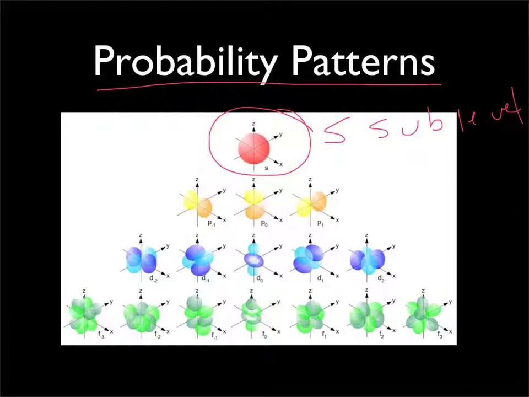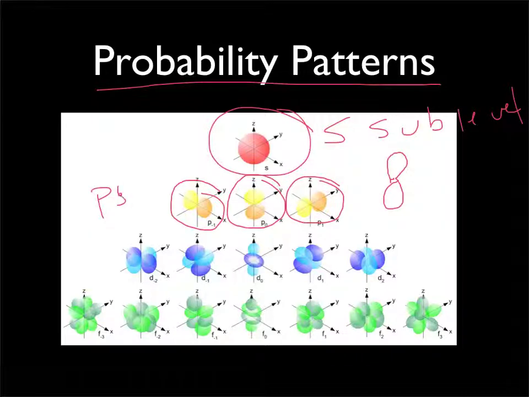P has these dumbbell-shaped things that you see here. A lot of times you see them drawn like that. It has these dumbbell-type shapes around here. And there's 3 of these. Remember we talked about in the P sublevel that there were 3 orbitals. These are the orbitals. This is what they look like. This is the probability pattern. In other words, we sat there plotting points where we knew the electron was till we got a shape.